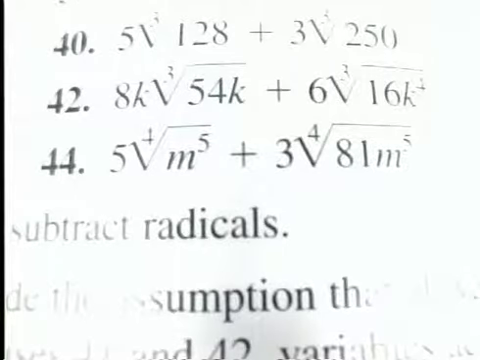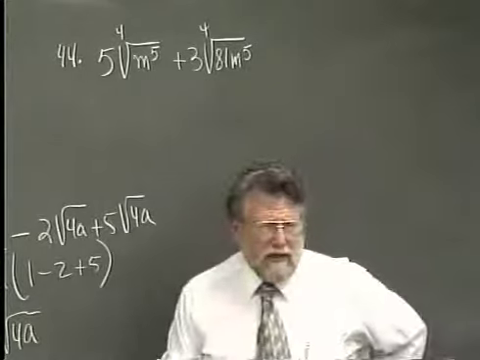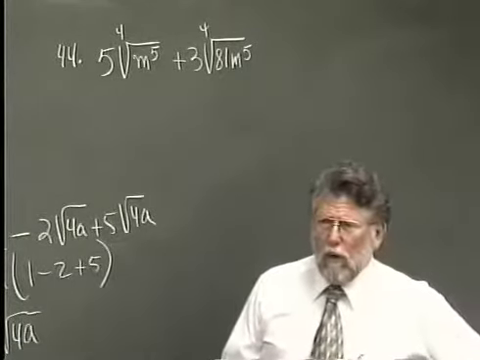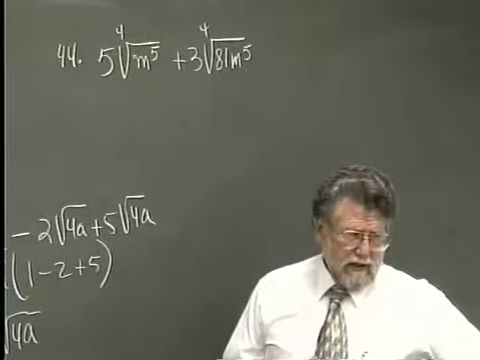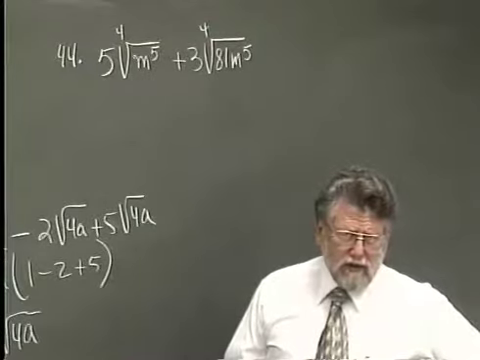Now, what can we do there? 44. I have 5 the fourth root of m to the 5th. Now, we have to change our thinking here a little bit. Plus 3 the fourth root of 81 m to the 5th. Now, the difficulty here, you have to think fourth powers, not squares or cubes.